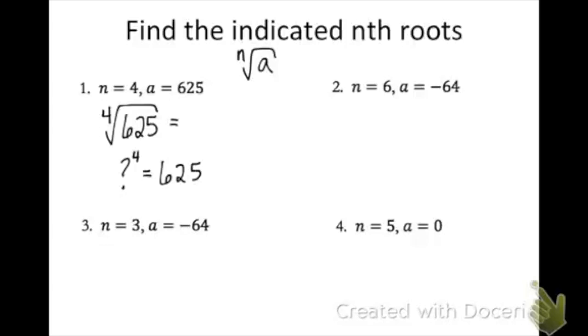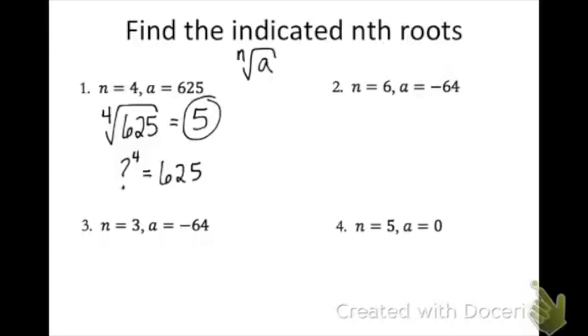So if you don't know, that's fine, but you need to be able to try and figure it out with a calculator. So take your calculator, do 2 to the 4th, 3 to the 4th, 4 to the 4th. Eventually you're going to find that our answer is 5, because 5 to the 4th equals 625. So a lot of this part might be guess and check if you don't know now, but you'll start being able to kind of just know what the root is.